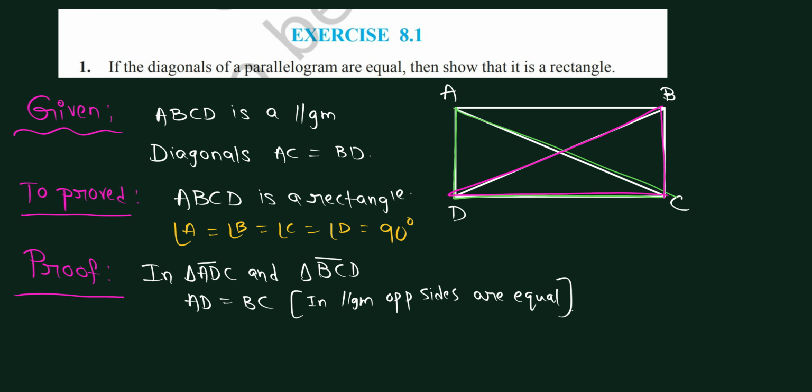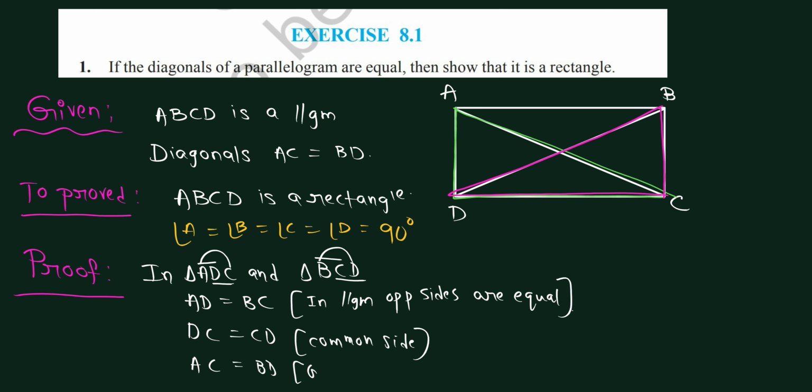Okay, and now you see both triangles have a common base. What is that common base? DC, this side is CD. So DC equal to CD. This is the common side for both triangles. Already in the given, in the parallelogram, diagonals are equal. Next one: AC equal to BD, first and third letters. So AC equal to BD.